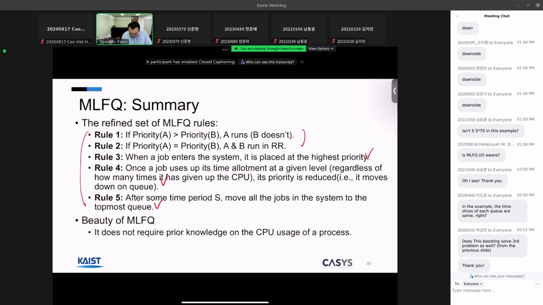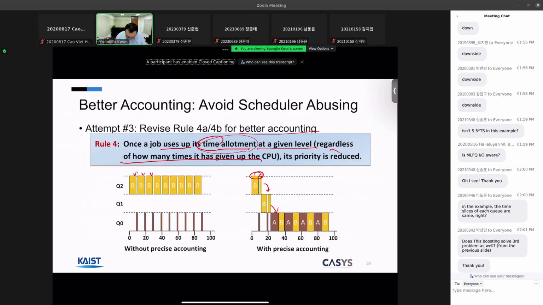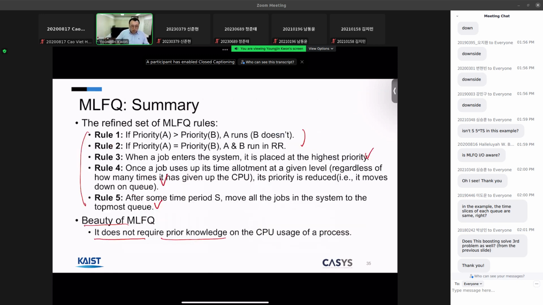Again, the beauty of MLFQ is that it does not require prior knowledge. In the high priority queue, short CPU tasks keep coming in, and the short CPU bursts do not compete with the long CPU tasks, so they are scheduled quickly. And if a task has a long CPU time and no other task comes into the system, it enjoys a longer time slice in the last level, improving turnaround time. So MLFQ is pretty well-rounded for most cases.